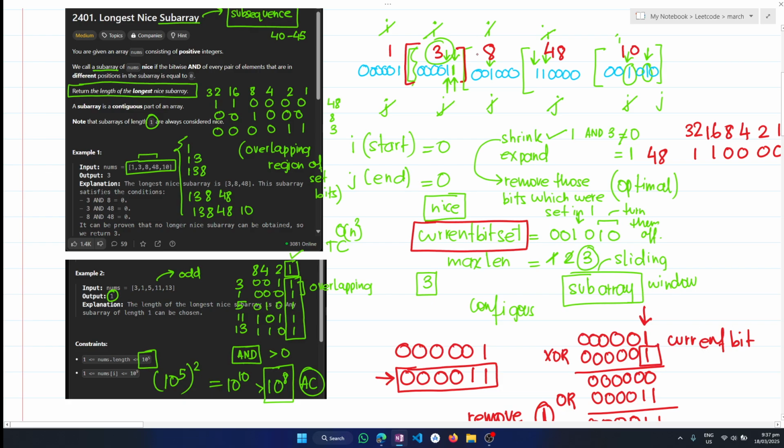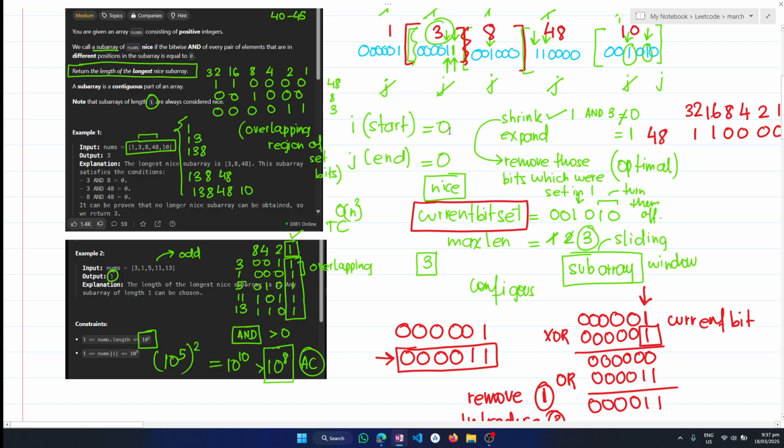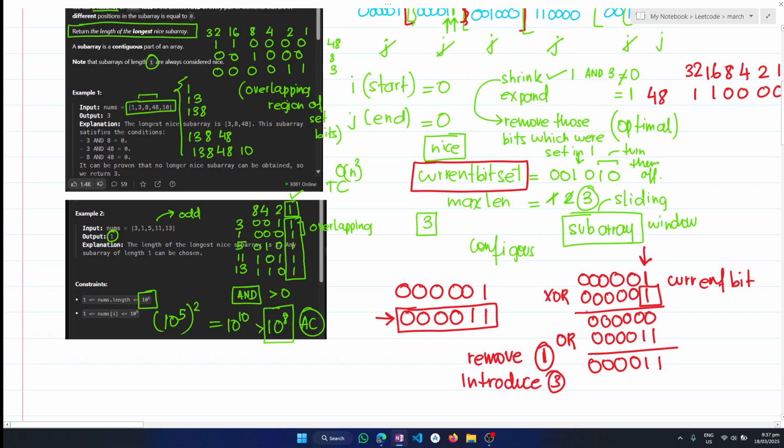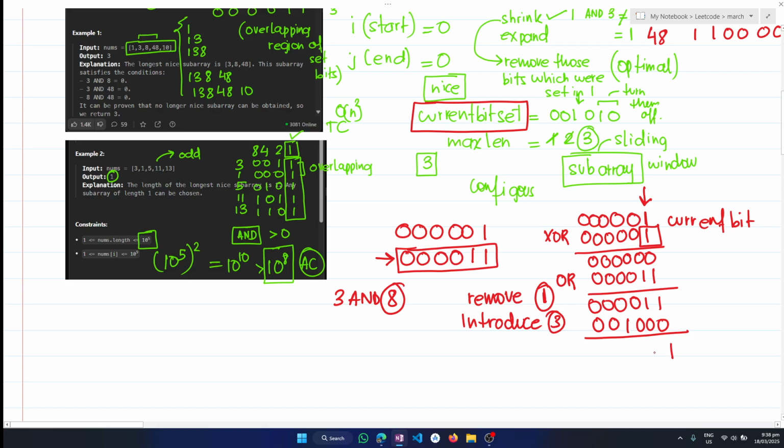And then let's say I want to expand my window and include 8 as well. I'm not talking about shrinking right now. Since there is not a clash, if you take 3 and 8, there is no overlapping region of set bits, so I do not need to shrink the window. I just need to introduce 8 to the window. So what I'll do is I'll just directly take the OR of these two numbers. So this is going to become something like this.